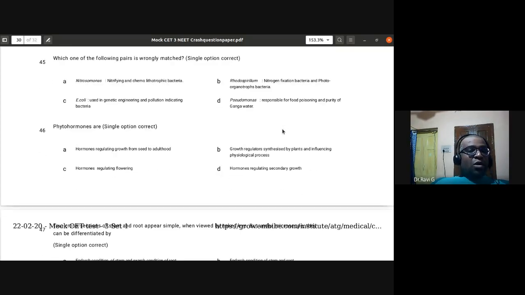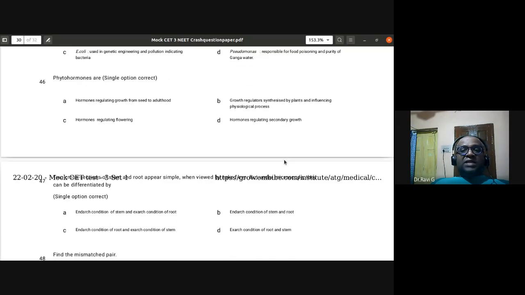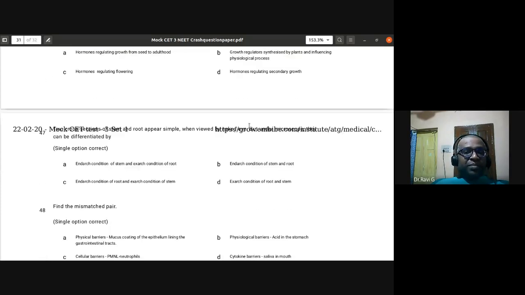Phytohormones are hormones regulating the growth from seed to adulthood. Growth regulators synthesized by plants and influencing the physiological process. So phytohormones are growth regulators synthesized by plants and influencing physiological processes. This is the correct statement.